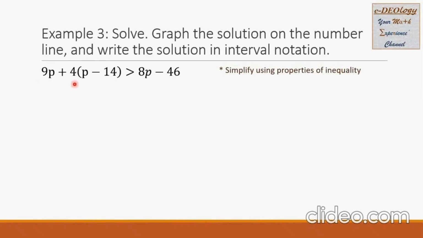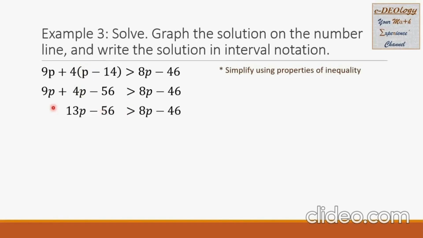Let us begin by simplifying this 4 times the binomial p minus 14. We will multiply this 4 to each term of the binomial. So we have now this 9p copied here, plus 4 times p is 4p, and then 4 times negative 14 is negative 56. Then we will just copy the right side.